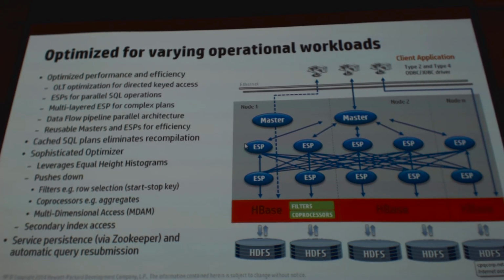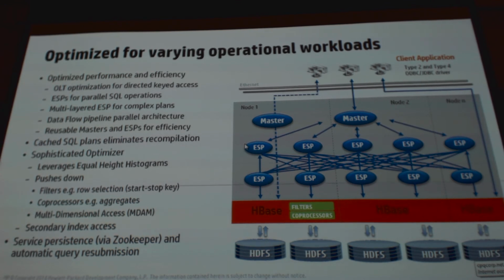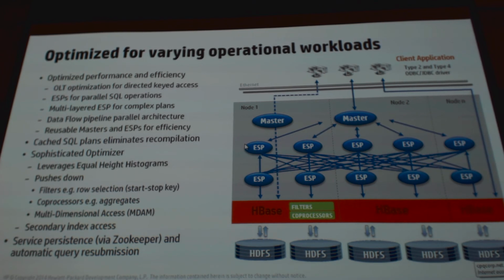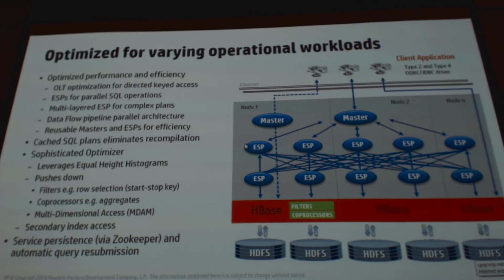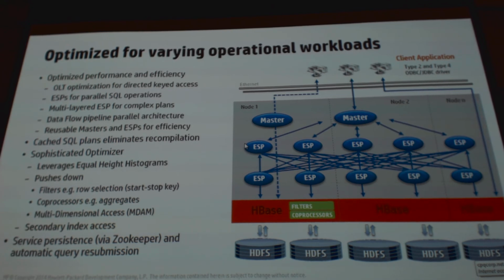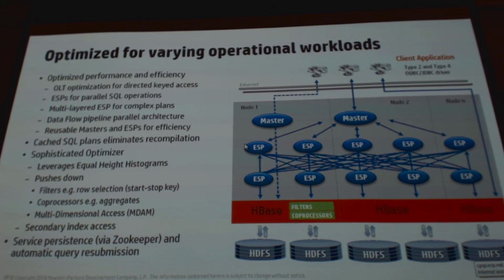We leverage what's called equal height histograms. Generally, all the database vendors are supporting equal width histograms. The equal height histograms actually give you a better idea about what the skew is, and we have a technology called Skew Buster that we have actually patented, which automatically takes care of skew, which is a very difficult problem even in MapReduce, as you might very well know. So we have patented technology to take care of that, and that's something that we'll be introducing in the future.